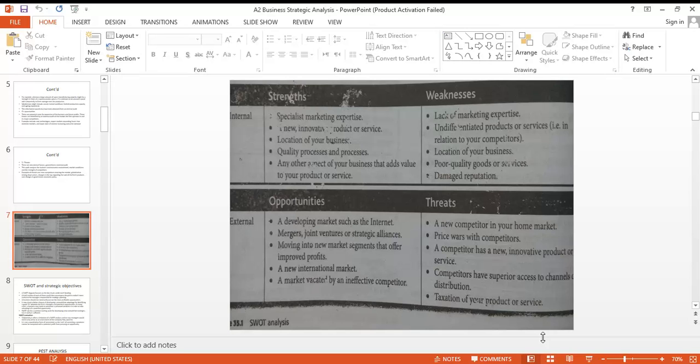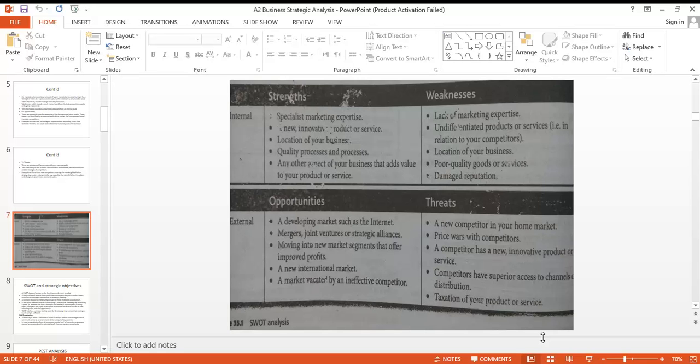So in this table, there's a brief summary of the various strengths, weaknesses, opportunities and threats. As I already said, specialist marketing expertise, good location, good quality processes, they are your strengths. Your weaknesses are lack of experience, a bad location, a bad reputation. Do keep in mind that's a major weakness. Opportunities are development of new markets, development of new technologies that you can use. If a competitor leaves the market, that's a very good opportunity. And the threat is a new competitor coming into the market.